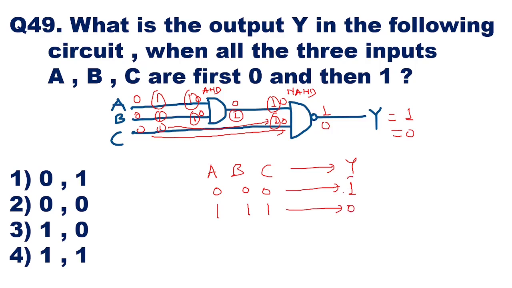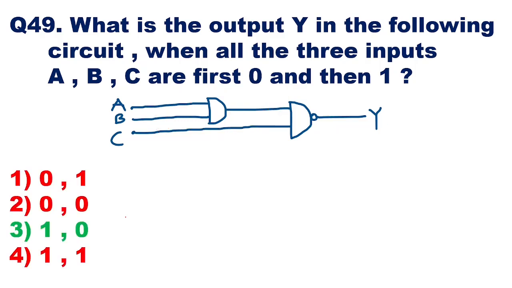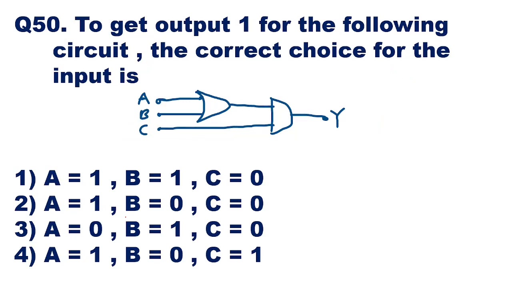So the options of the outputs are 1 and 0. So here you can see it is 1 and 0. So option 3 will be the right answer, that is 1, 0. Then we'll go to the next question, question number 50.